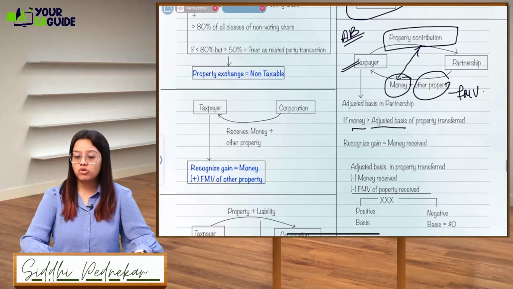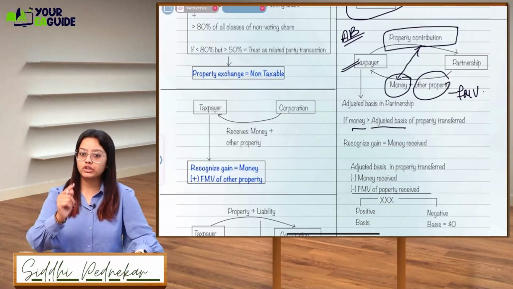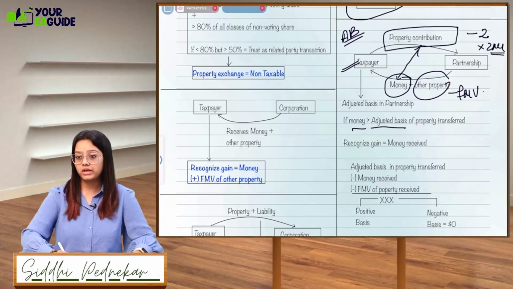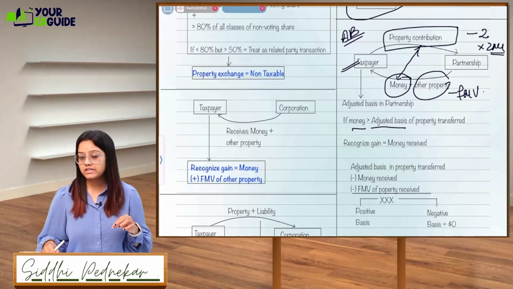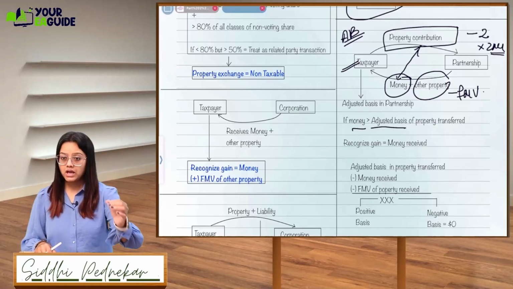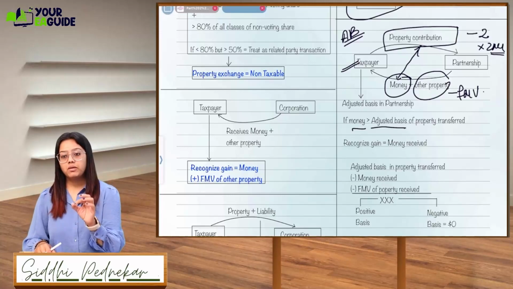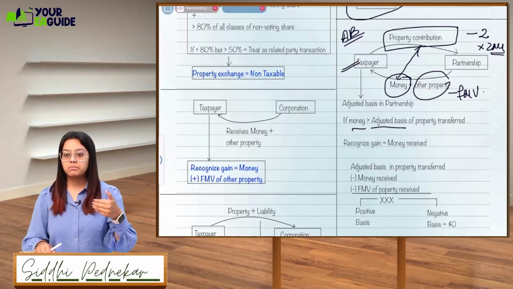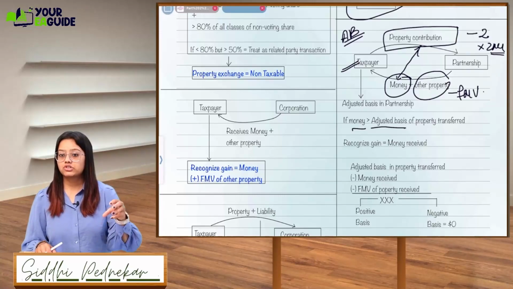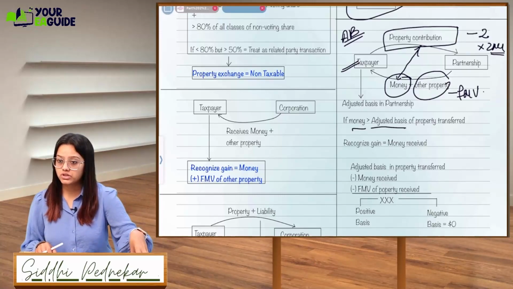Recognized gain will be how much? The money you are receiving, the whole amount will be recognized as a gain. There will be 1 or 2 questions of 2 marks based on this. If a partner is contributing, they will give you a case scenario. If a partner is contributing a property to the partnership firm, against that the partnership firm is paying money or any other property. So compare the money amount with the adjusted basis of the property contributed.